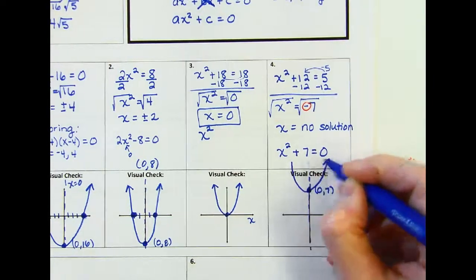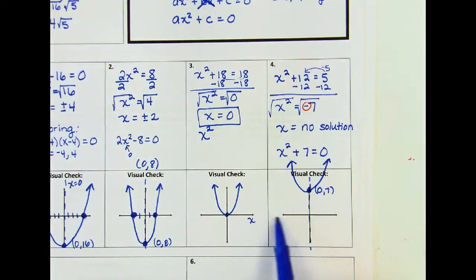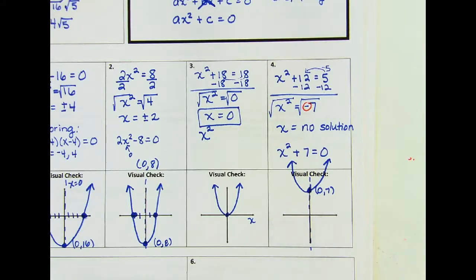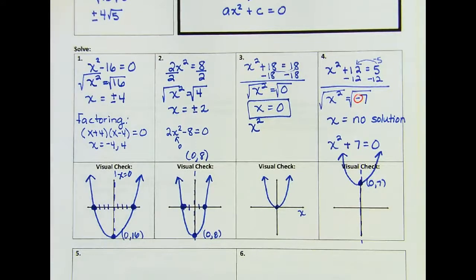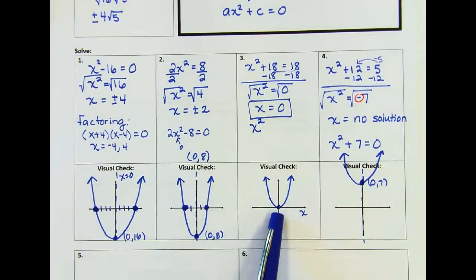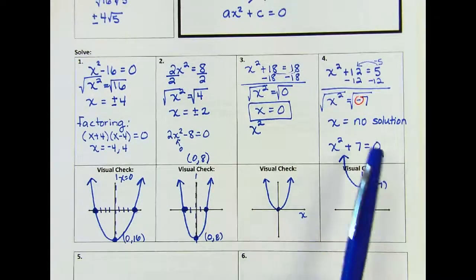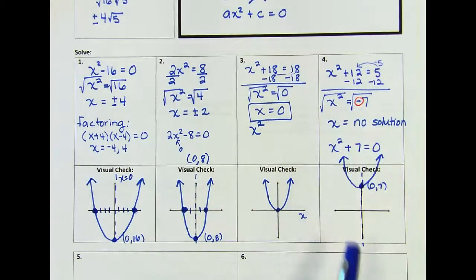So it is going to be a parabola opening up way above the x-axis. Therefore, that is why you do not have any solutions. So here are the options that can happen solving quadratics with square roots. You can have 2 answers, you can have 1 answer, or you can have no answers if that number is a negative. You will not have any zeros.